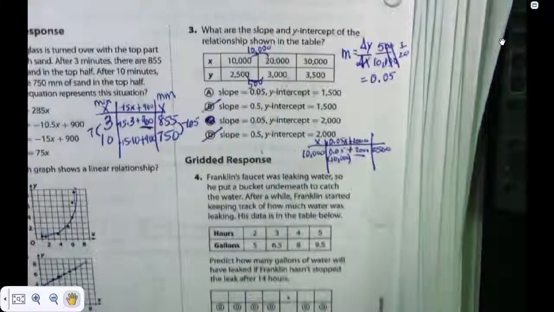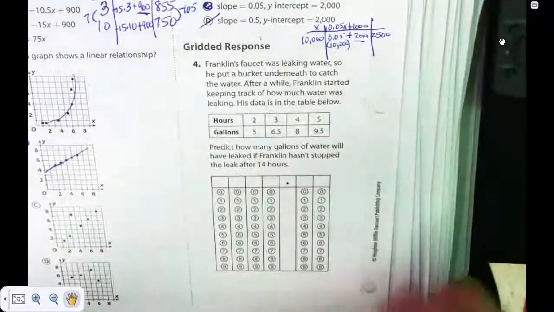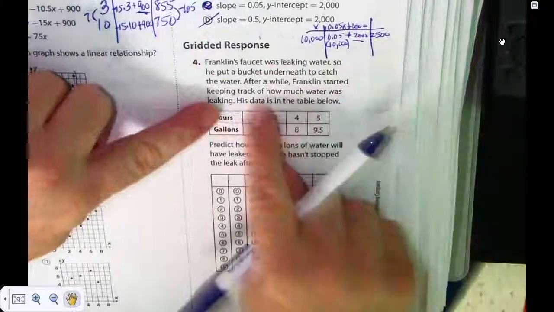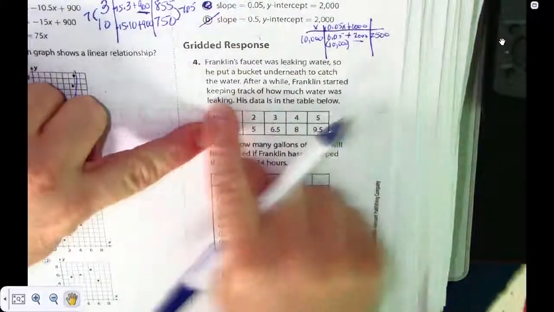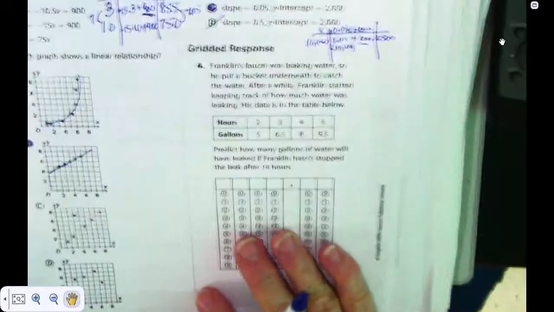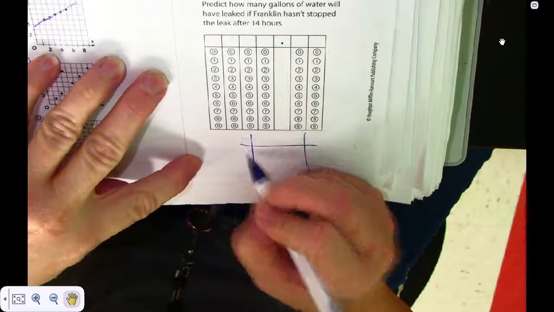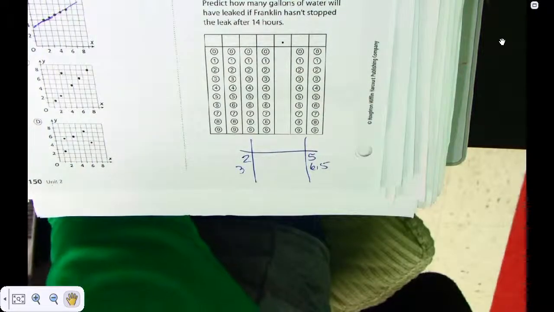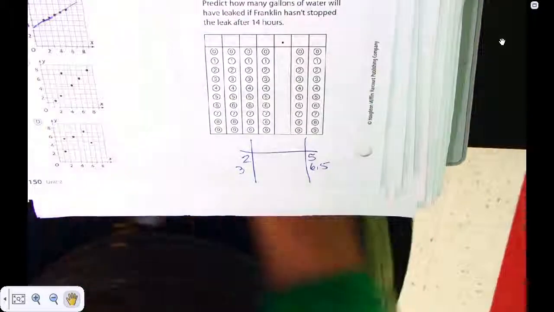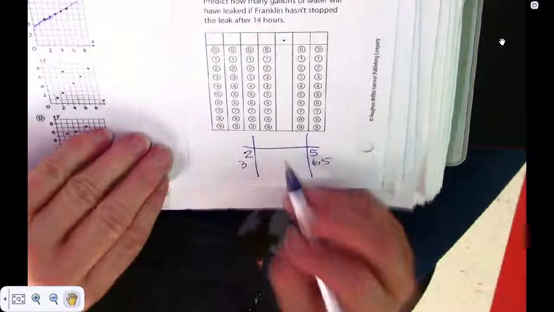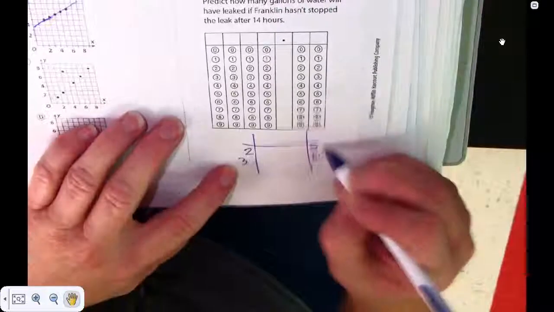Number 4 is easy also. They gave us the hours and the gallons. So what we're going to do is come down here. We're not going to do what we did in elementary and count all the way down to 14. That's silly. We're going to write our expression because it is super, super easy. What happens right here?